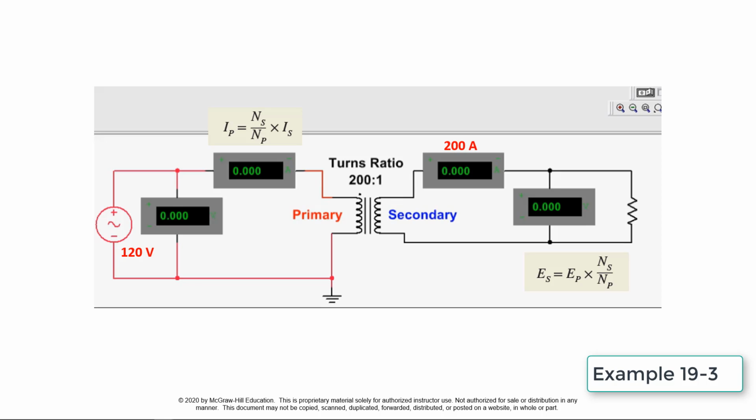I primary is equal to the number of turns in the secondary divided by the number of turns in the primary times the secondary current. And E secondary is equal to E primary times the number of turns in the secondary divided by the number of turns in the primary. The simulation is turned on to confirm these calculations.